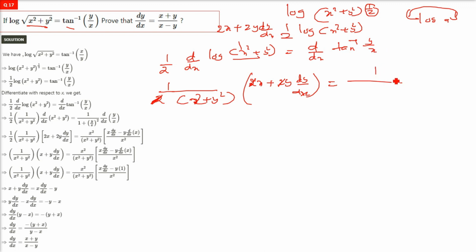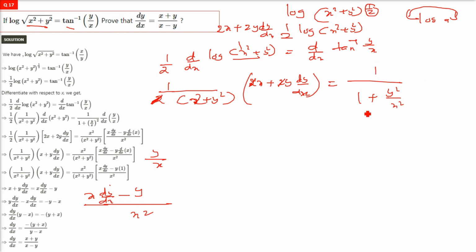First, d by dx of tan inverse y by x is going to be 1 by 1 plus y square by x square. Then y by x differentiation also. Y by x differentiation, I am doing it here. It will be using the quotient rule. So x square in the denominator, x here, then dy by dx minus, then we have y, dy by dx of x is 1. Okay. So this is your final one.